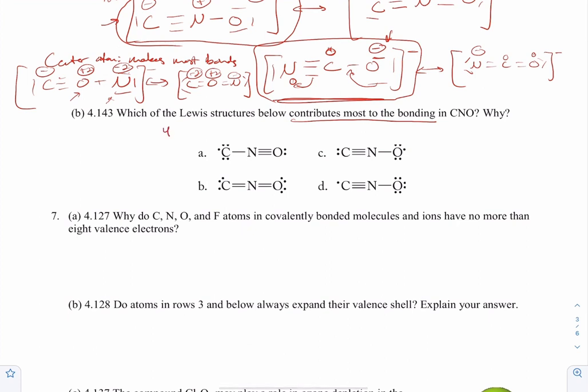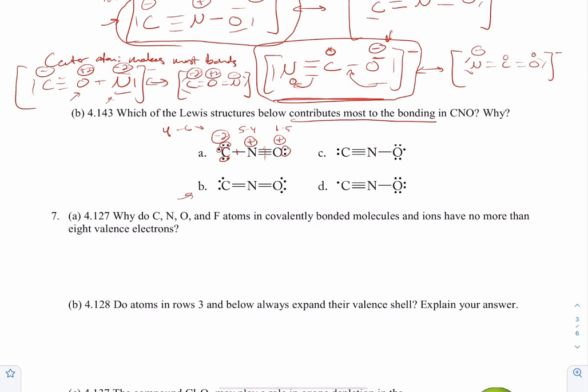So remember, carbon wants 4. In this case, it's got 2, 3, 4, 5, 6. So that's going to be a -2, right? 4 minus 6 is -2. Nitrogen, in this case, it's got a +1, right? It wants 5. It's got 1, 2, 3, 4. And then oxygen, actually, in this case, has a +1 because it wants 6 and has 2, 3, 4, 5. So it's going to be 6 minus 5. Let me just write these up here so you know where I'm getting these from. So that one is likely not going to be one that contributes most to the bonding because it doesn't minimize the formal charge.